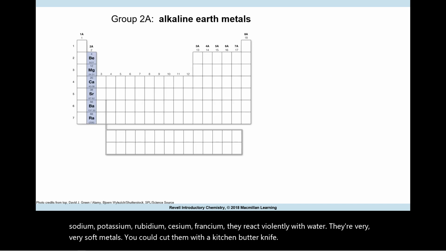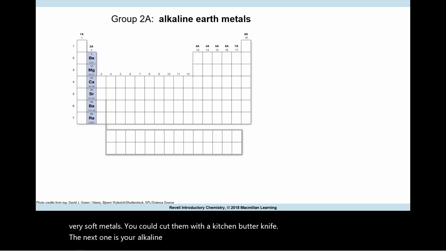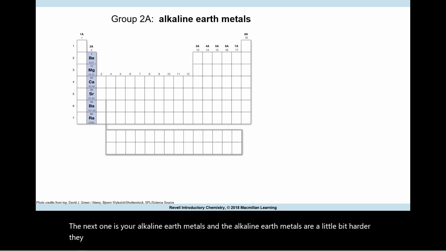The next one is your alkaline earth metals. And the alkaline earth metals are a little bit harder. They burn very, very brightly when you combine them with oxygen. They are less aggressive inside of water compared to group 1.